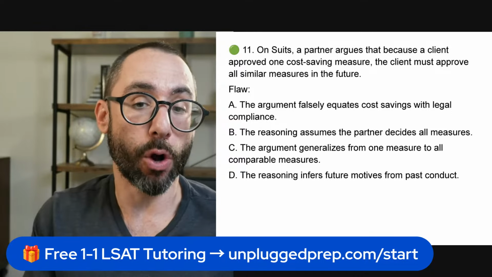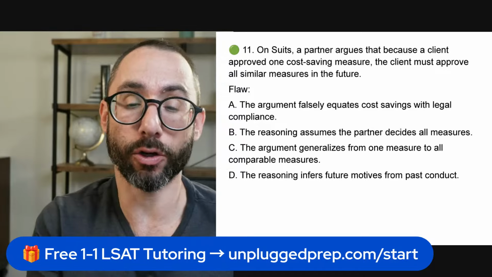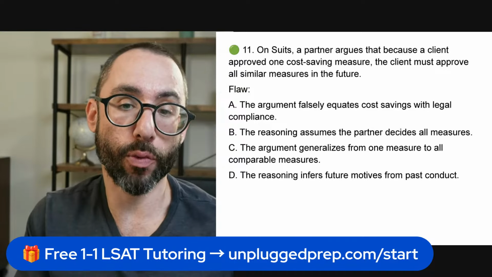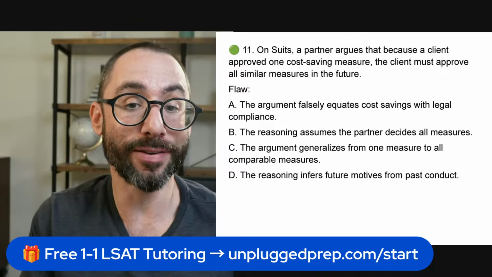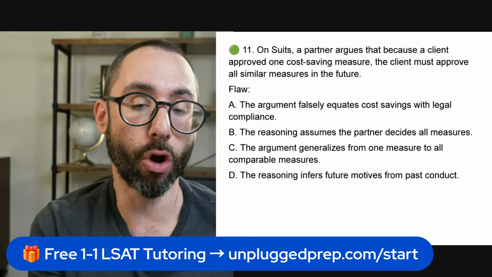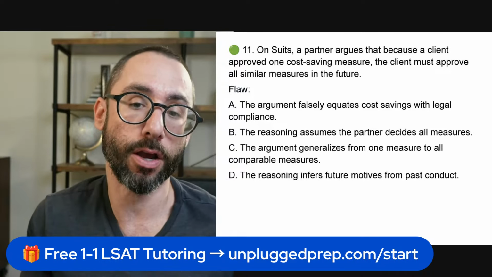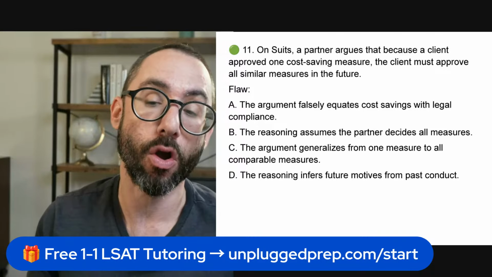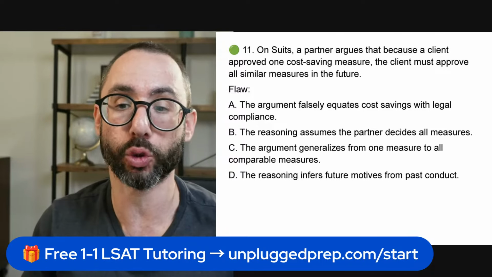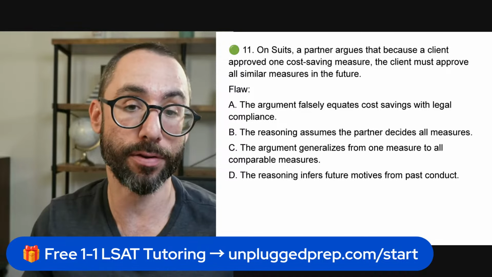The argument falsely equates cost savings with legal compliance. B, the reasoning assumes the partner decides all measures. C, the argument generalizes from one measure to all comparable measures. Or D, the reasoning infers future motives from past conduct. When you have your answer, please drop it in the chat, A, B, C, or D.